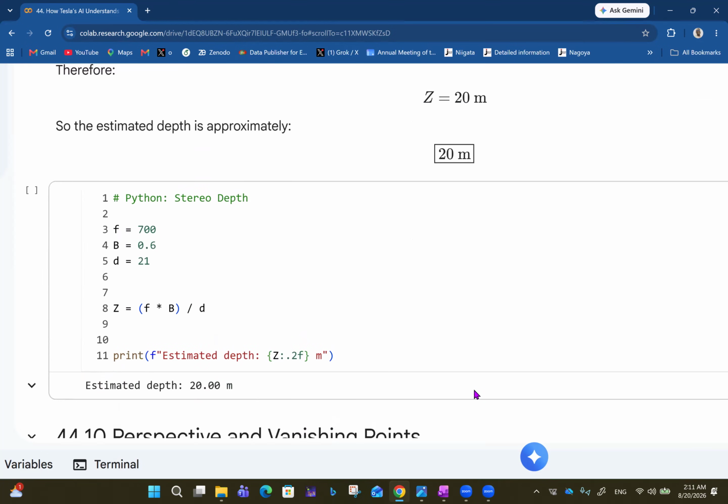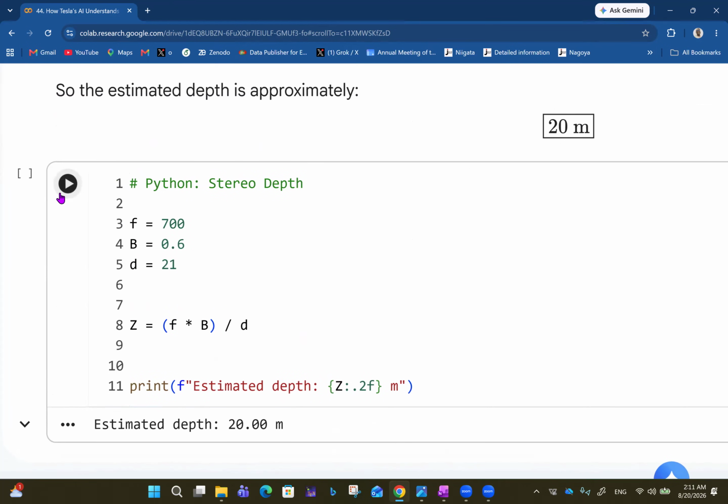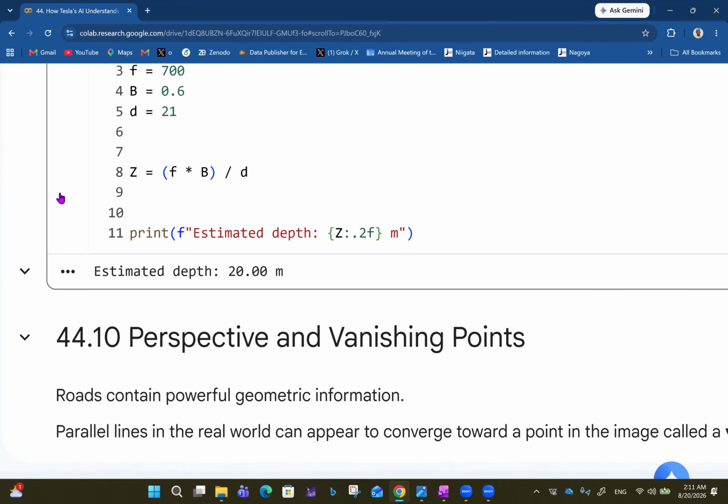So we can also use a simple Python code to take care of that.